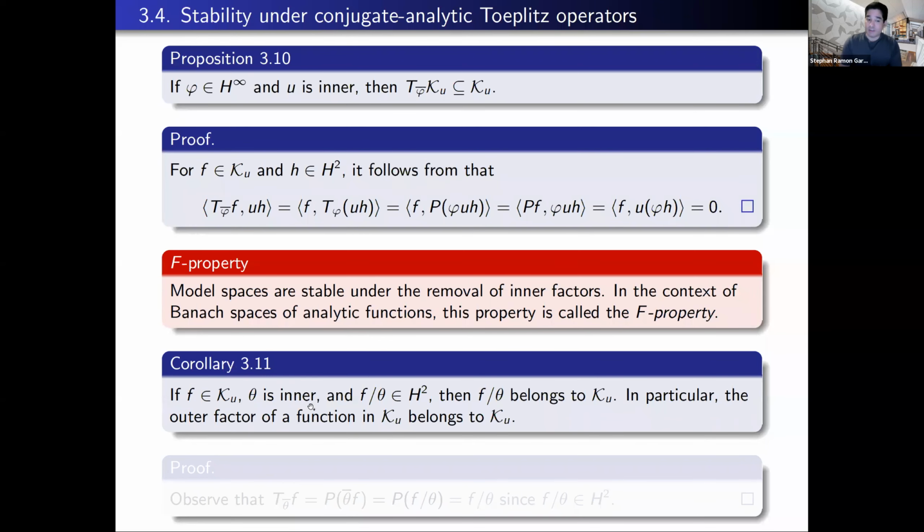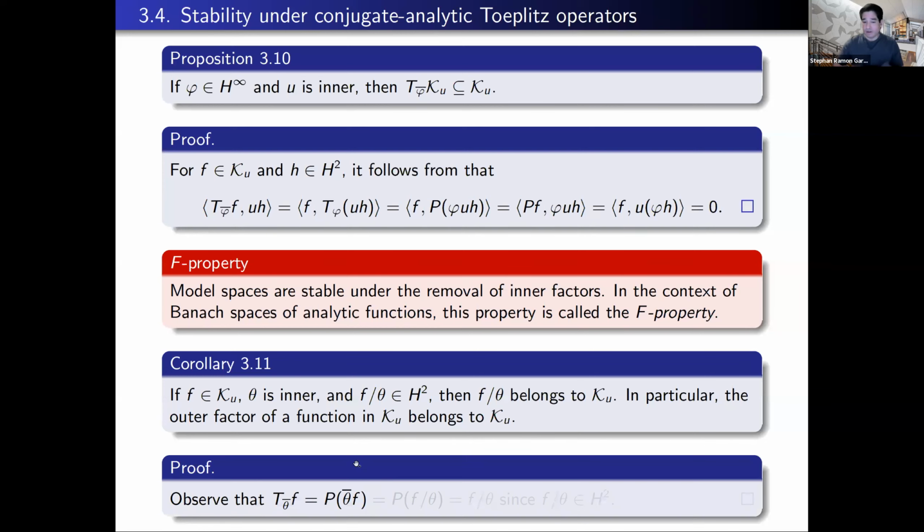So the precise statement is this: if theta is an inner function, and f over theta happens to belong in H2, where f, of course, belongs to the model space K sub u, then I can just remove that inner factor. f divided by theta also belongs to K sub u. So what this means, if you take it to the logical extreme, you can remove the inner factor of f. You can just strip it off completely. So the outer factor of a function in a model space belongs to the same model space. So you can basically keep removing inner factors until you just get to the outer factor at the end. And all of the functions that you had in between also belong to the model space.